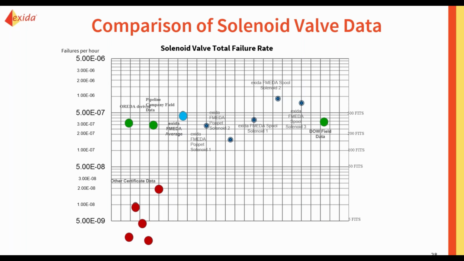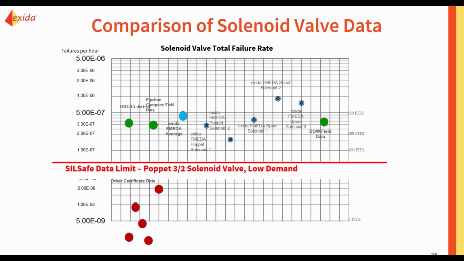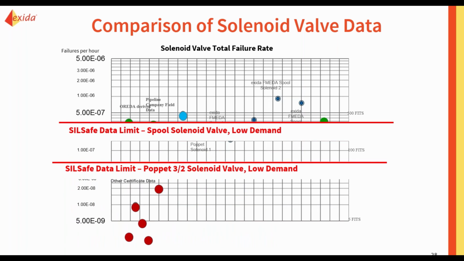So we compared solenoid failure rates from FMEDAs, all of these different databases, and plotted those along with some of those too good to be trues. And we also looked at that SIL Safe Data line, and depending on the complexity of your solenoid, we know there's different, the spool is going to be more complex than a little poppet. You can see that some of these did not pass that reality check.